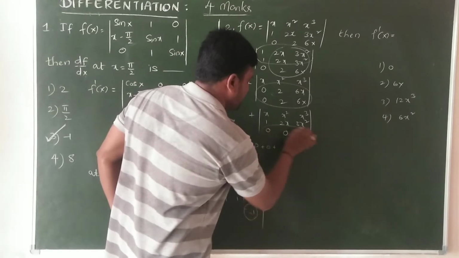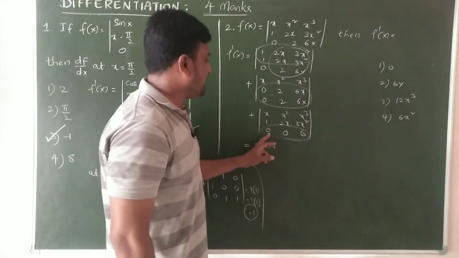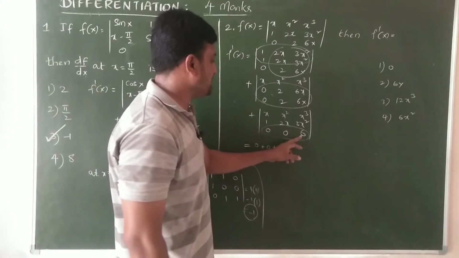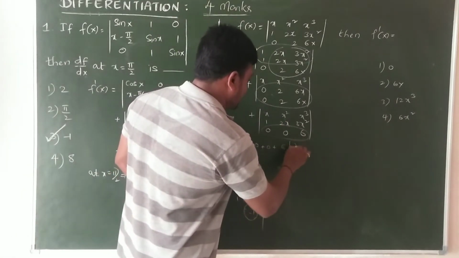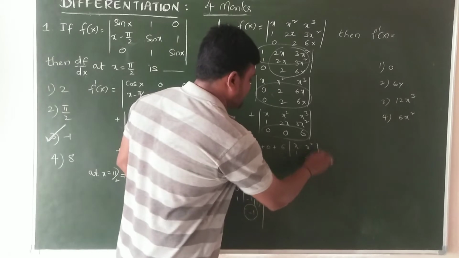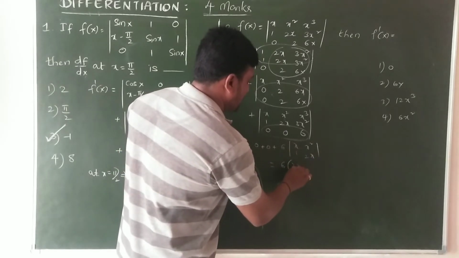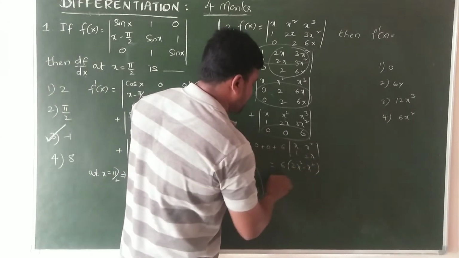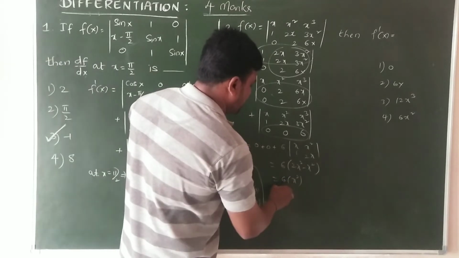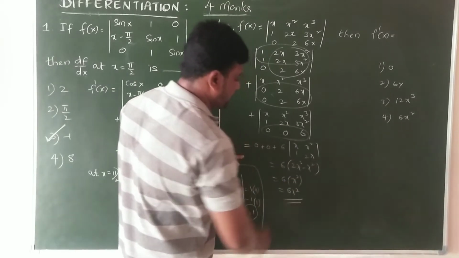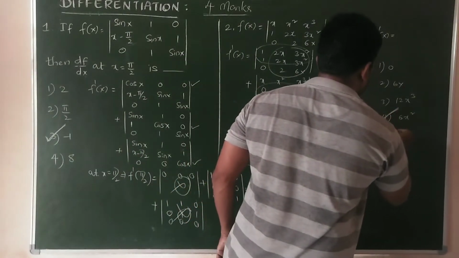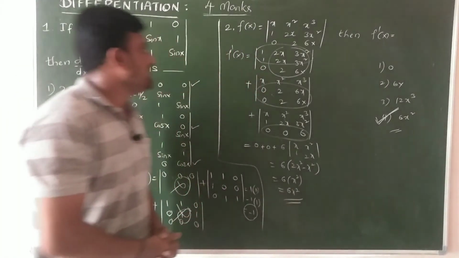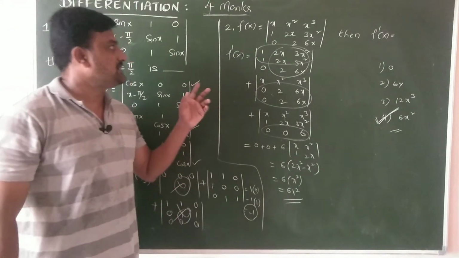Following the corresponding row 6, then we will get what? 6 into x square 1 2x. Yes or no? 6 into 2x square minus x square, it should be x square, then 6x square. Now our answer is 6x square.